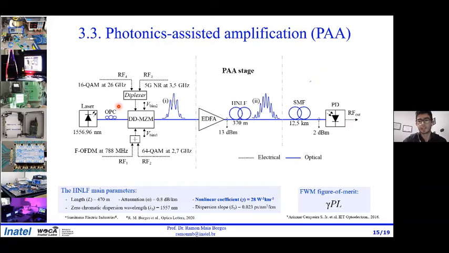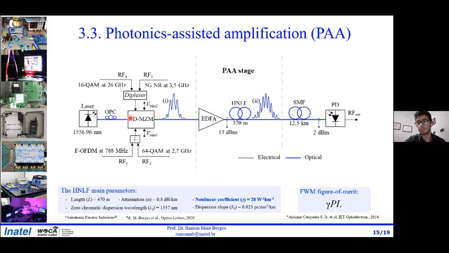The third technique is called photonics assisted amplification, PAA. The goal here is using the optical link not only for data transmission, but also as a mechanism to provide RF gain after photodetection. So we can improve the power at the photodetector using electronic amplifiers. But electronic amplifiers in millimeter waves can be costly, can be challenging. So we designed a technique to improve that power using the optical link.